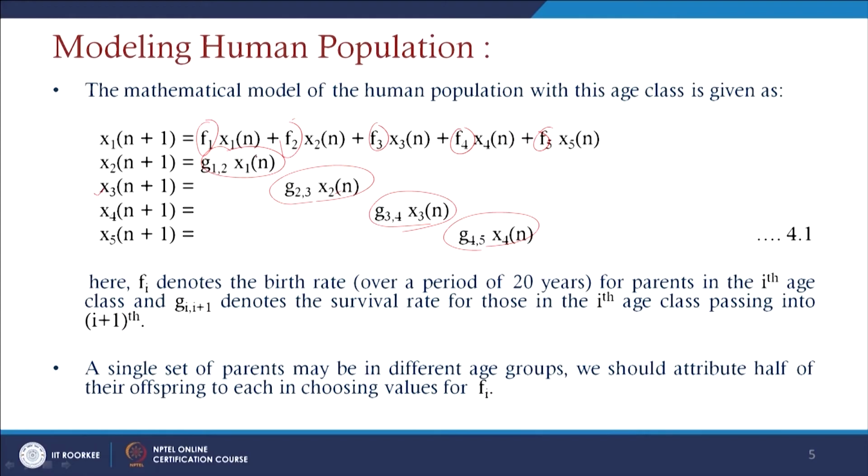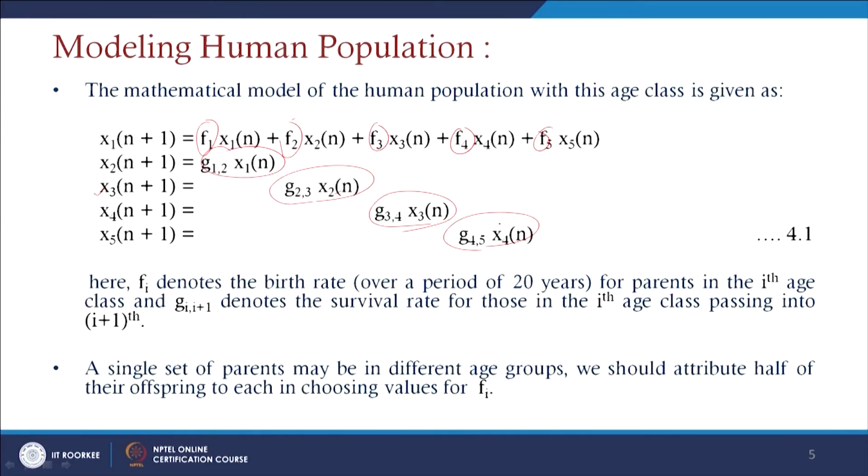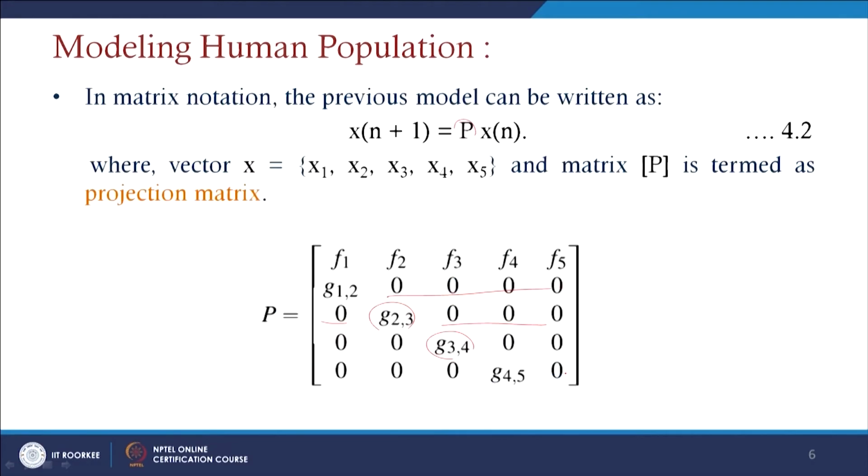And x1 takes the coefficient g12 and the rest are 0. Similarly, for x2 and x3, this takes g23 and the rest of the elements are 0. Similarly, x4 takes g34, and g45 exists for x5. That is why x5 does not have any coefficient, so it takes a 0 value.